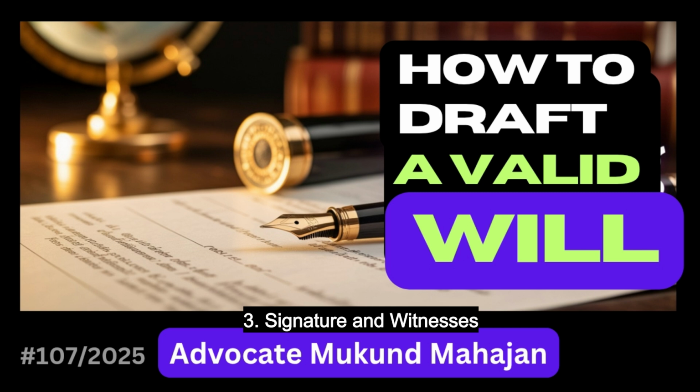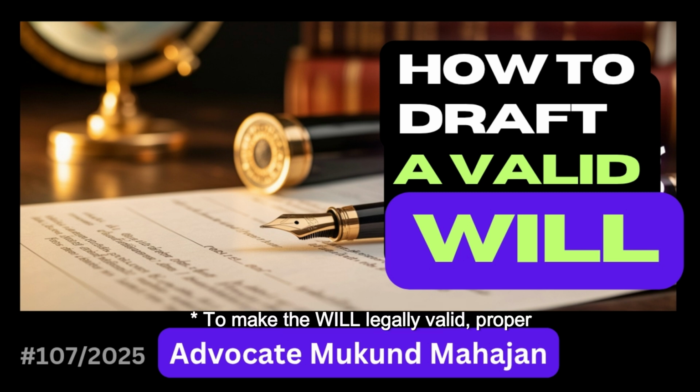3. Signature and witnesses. To make the will legally valid, proper signing and witnessing are critical. The testator must sign the will at the end or place their thumb impression if they cannot sign. The signature should be made in the presence of 2 independent witnesses who are present together. The 2 witnesses must also sign the will in the presence of the testator and each other.